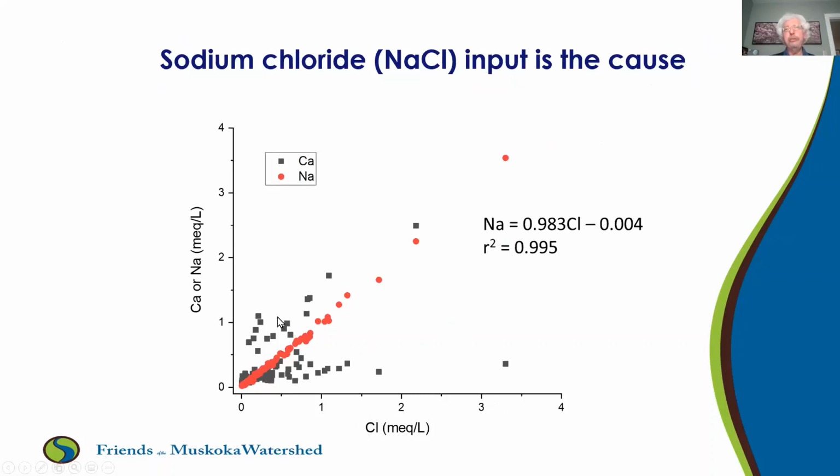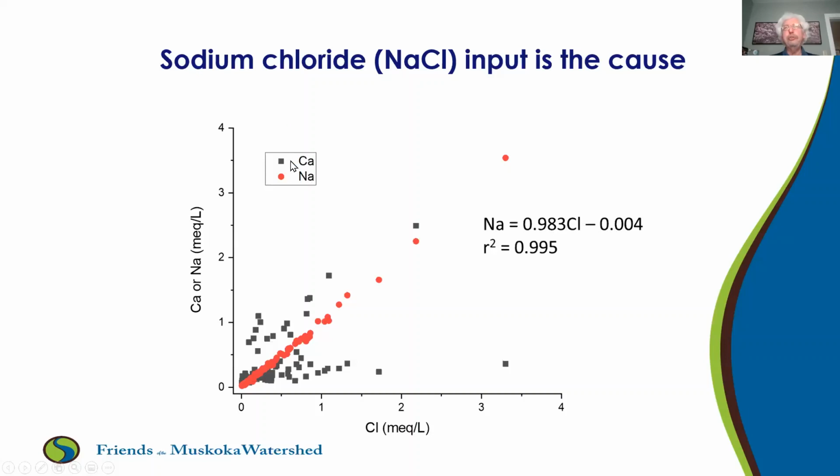There is a very weak relationship with calcium. The black squares are all over the place. But look at those red dots. They're on a perfect straight line, pretty well. Sodium explains 99.5% of the variance in chloride. And the slope of the line is almost 1, 0.983, and it almost goes through 0. So a way to summarize that equation is sodium equals 1 times chloride. All of the chloride is associated with sodium pretty well.